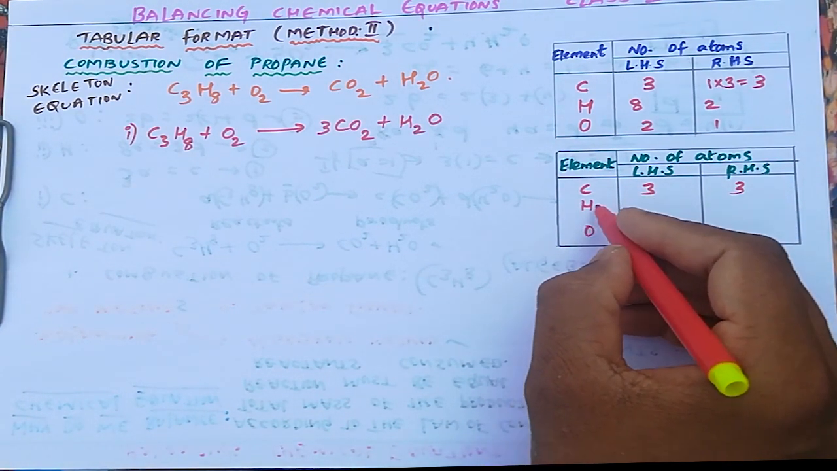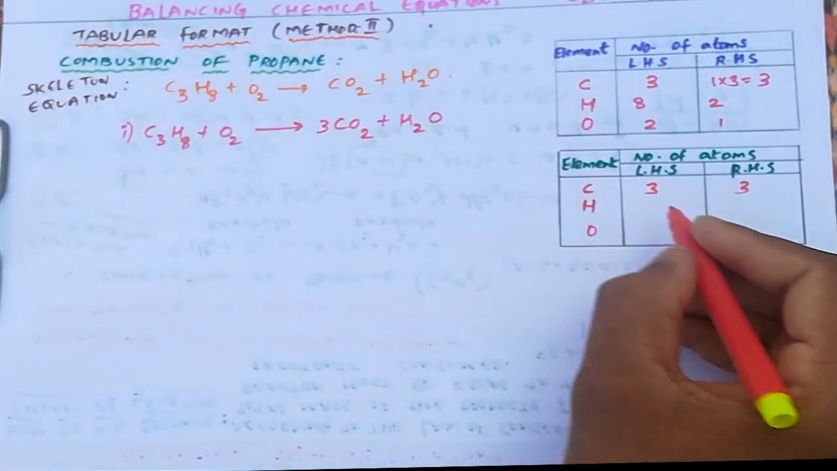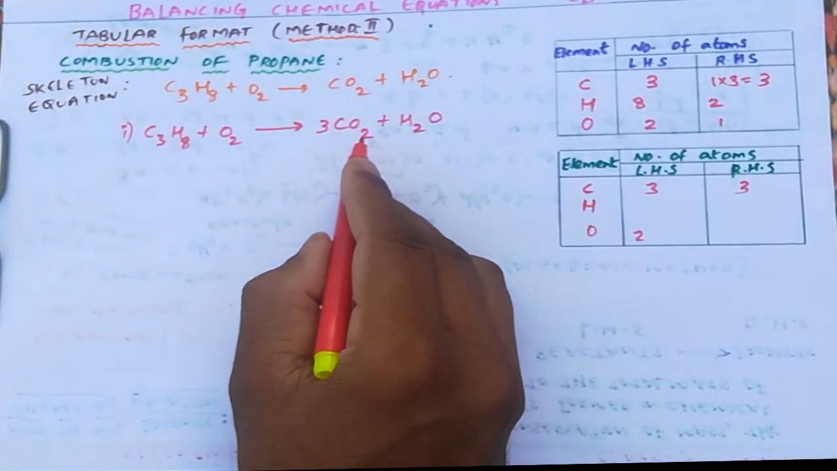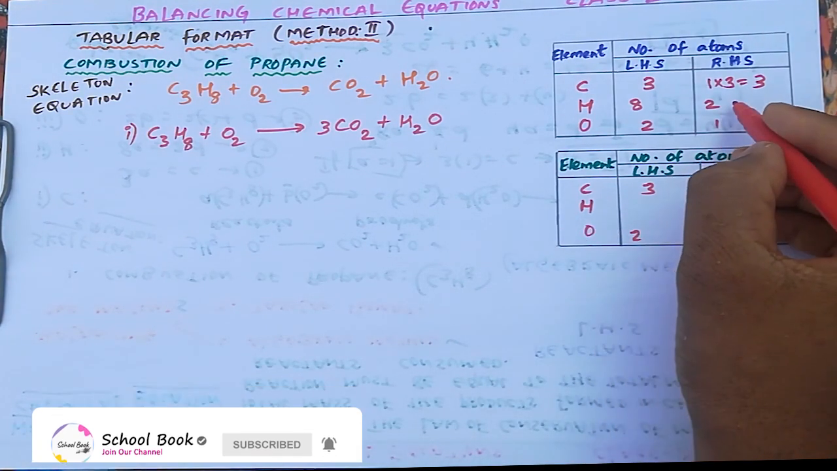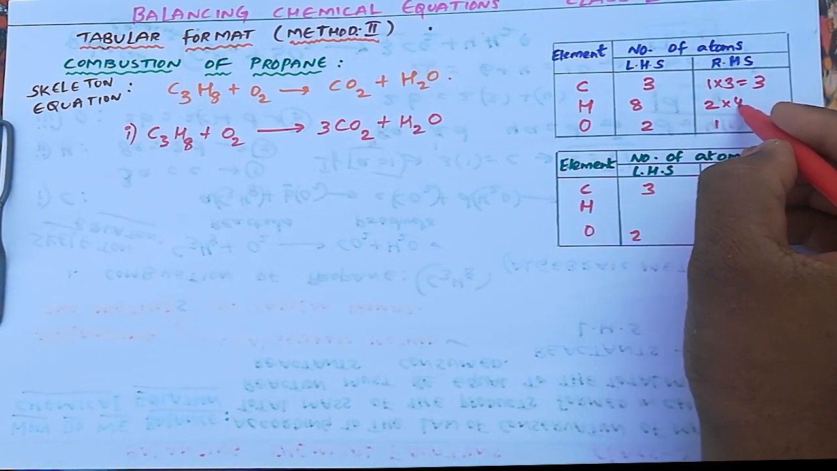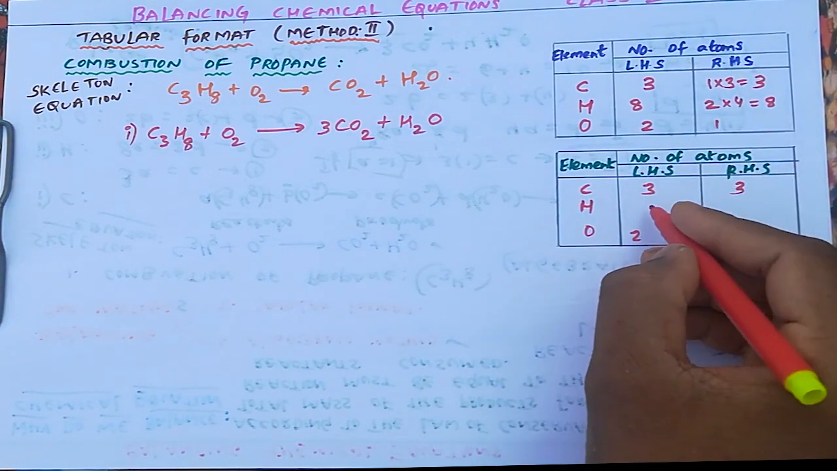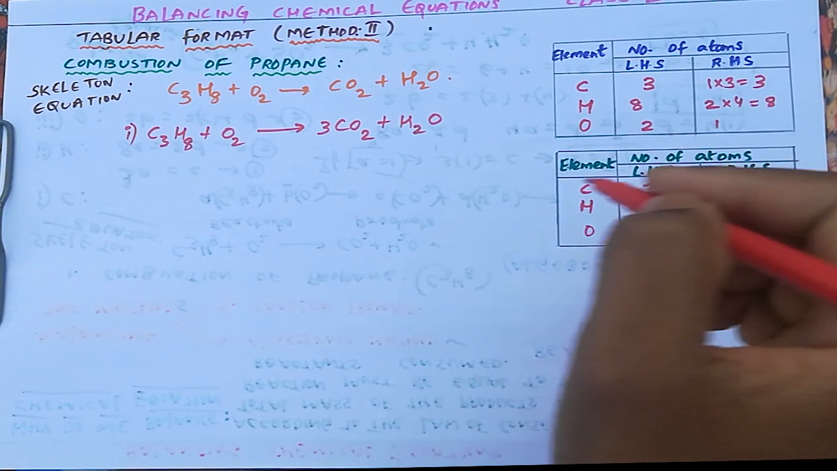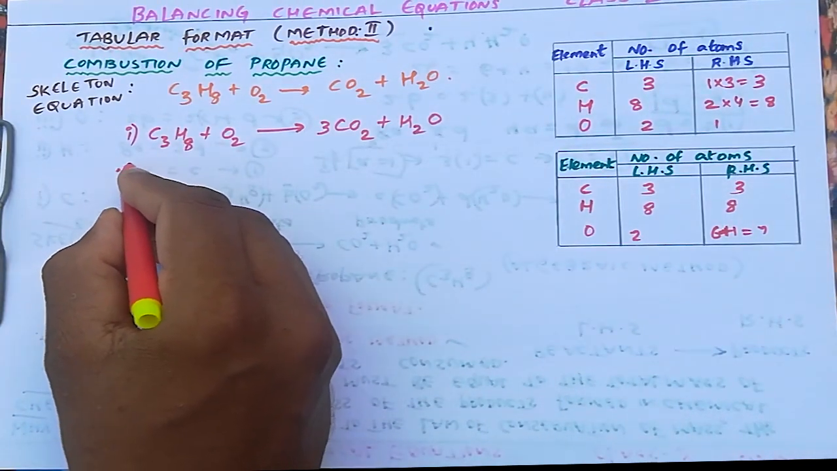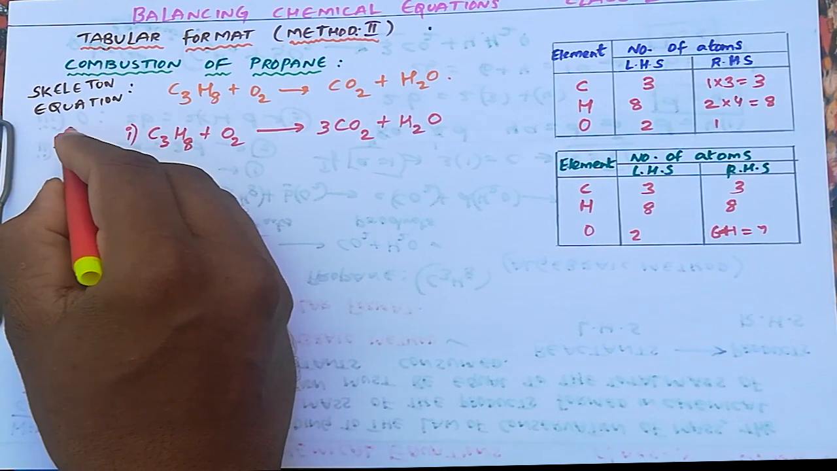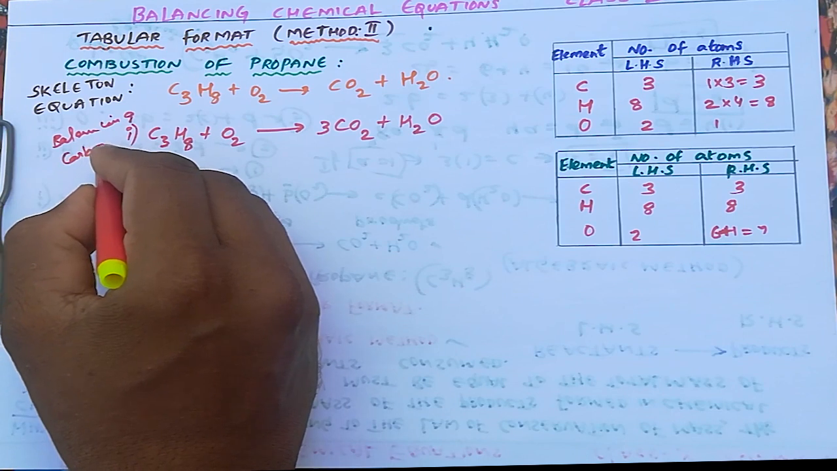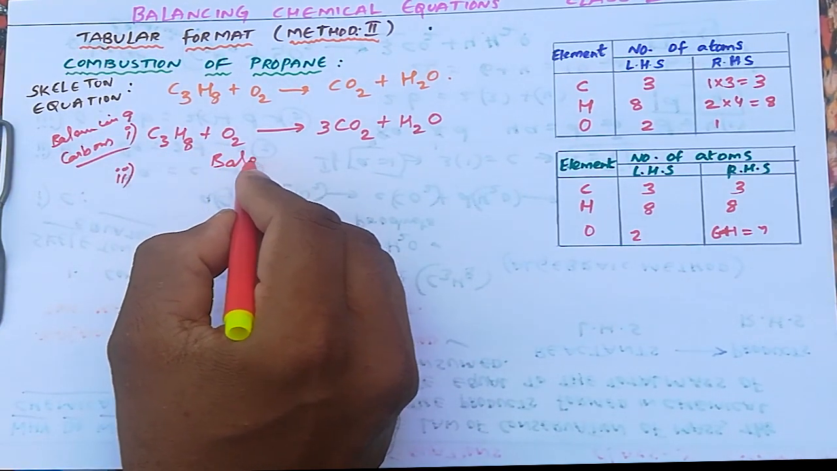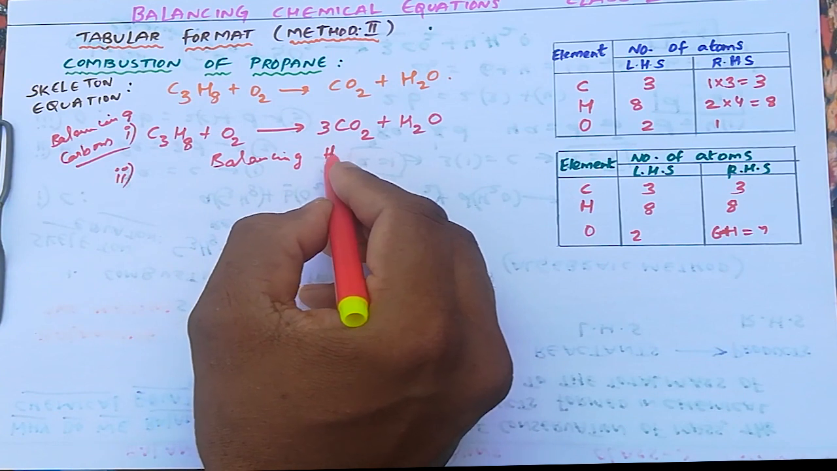Hydrogen, leave it like that. Then oxygen. Here we have oxygen, on the LHS it is 2. On the RHS it is 3 2s are 6 plus 1, so this will become 7. Then hydrogen, here it is 8. If you multiply the RHS with 4, then it will become 8. Then both will be balanced, 8 and 8. So after writing this, I am writing the second step. Balancing carbons. Then the second one is balancing hydrogens.